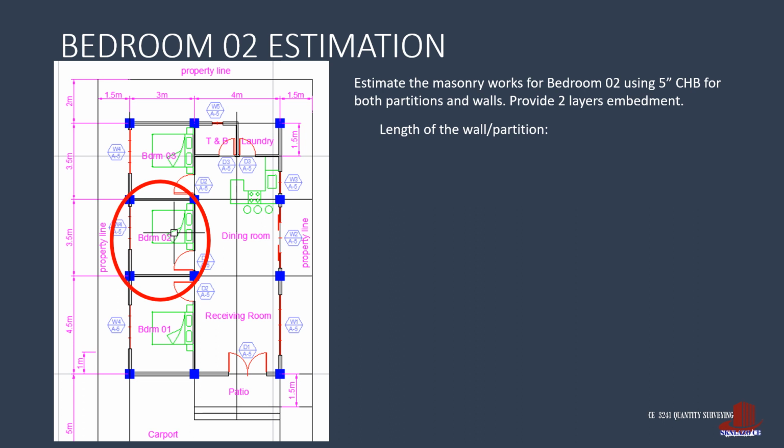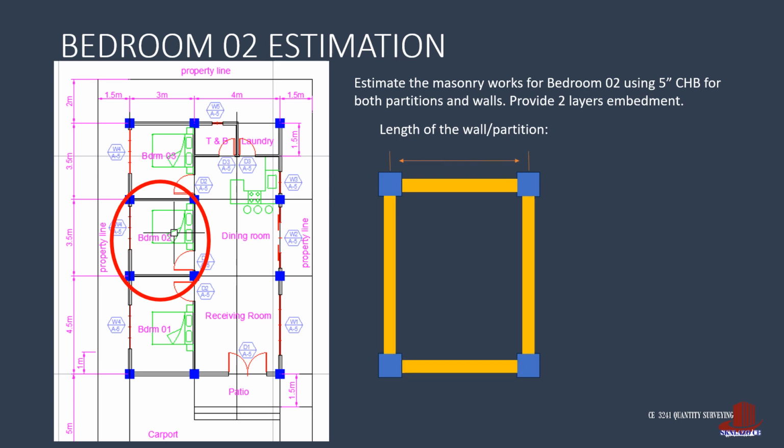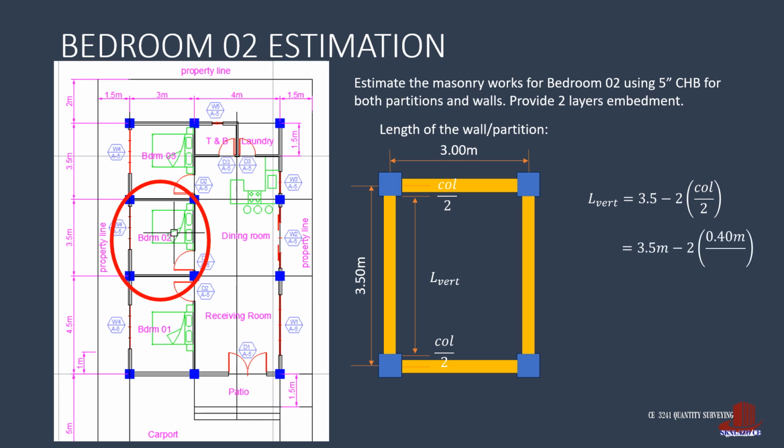After learning about the height, compute for the perimeter of the wall. Bedroom 2 has on-center dimensions of 3 meters by 3.5 meters. Focusing on the vertical walls, the clear span is computed as 3.5 less twice of half of the columns. That is 3.5 meters minus twice of half of 0.4 meter. The length is solved as 3.1 meters. So the total length of 2 walls is twice of 3.1, which is 6.20 meters.